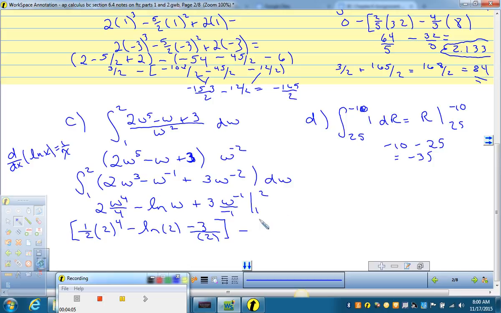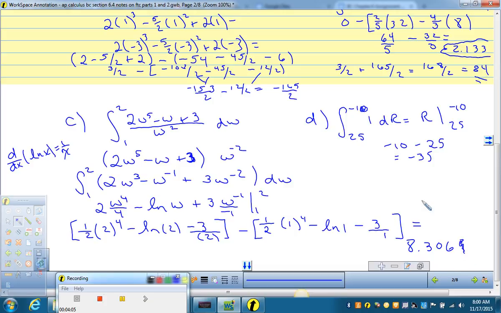Minus, now we're going to plug in our 1. 2 times 1/4 or 1/2 times 1 to the 4th minus the natural log of 1 minus 3 over what? Over 1. All right, calculators, or if you found it with your calculator, give me an answer, please. 8.3069. We're going to trust that. And we would go to 8.306 or 8.306.